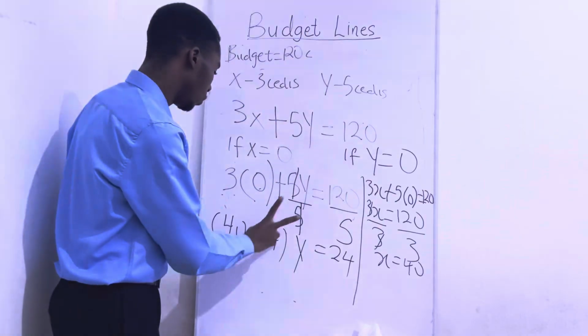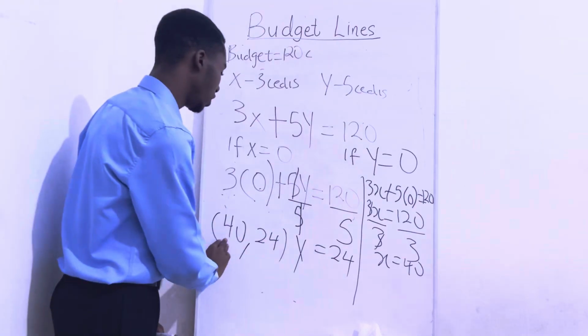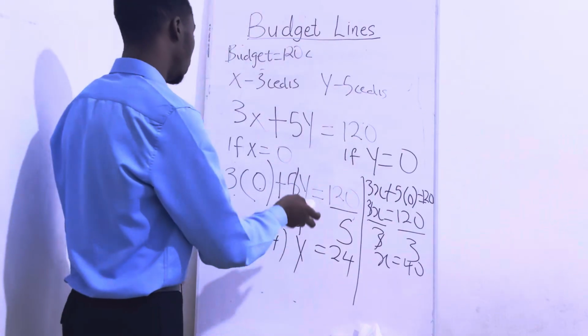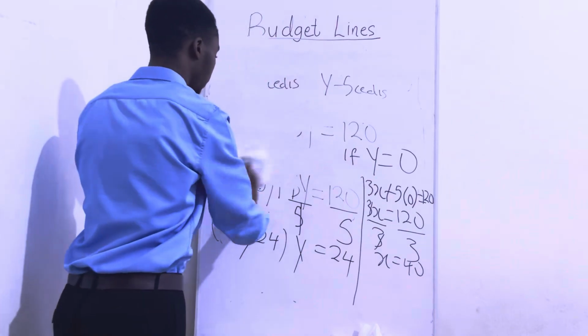So when you find the two of them, which is the X and the Y, you just punch it on the graph. Since you have 40 and 24, if we are punching it on the graph, it's going to be something like this, so let me just clean this part.